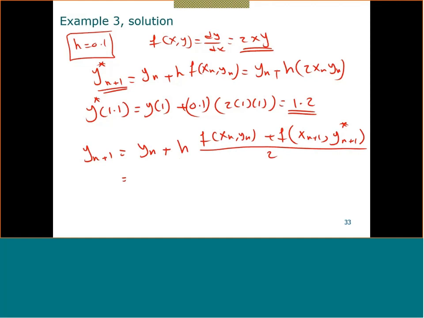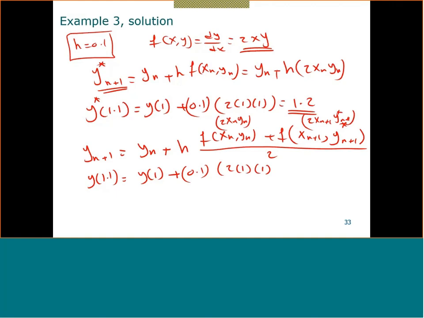So let me be more specific here. I want to find y at 1.1. So this is equal to y1, okay, plus, this is my initial condition, h is 0.1, nothing changed so far. Now I need to find my f of xn, yn. So this will be equal to 2 times xn yn. So it's 2 times 1 times 1. Okay, so this is nothing but 2 xn yn. And this is 2 xn plus 1 times y star n plus 1, because this is the function now.